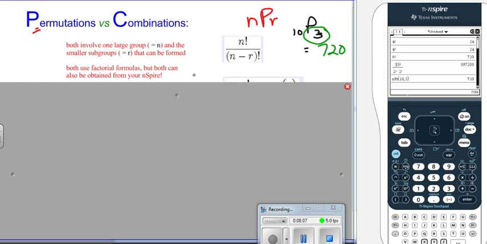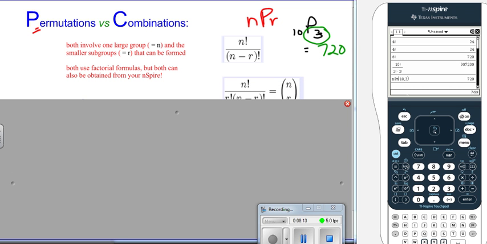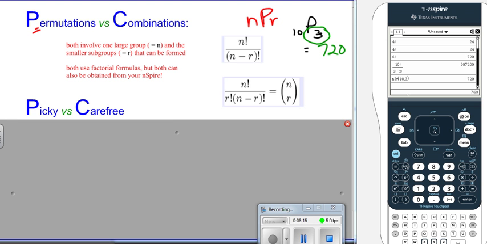And again, both formulas use factorials, and both can be gotten out of the Inspire. So the second formula looks like this. Now let's just look at the contrast here. Permutations, P for picky. We're being picky about the 3. When we move to combinations, we're being carefree about the 3.